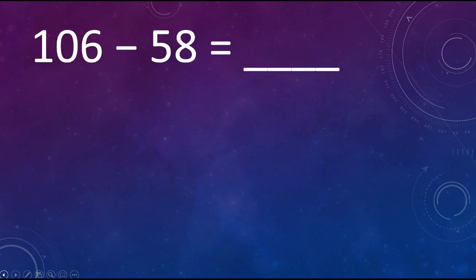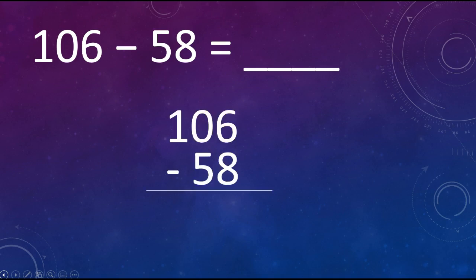Alright, we're going to continue learning to subtract with the tens place being a 0. So our problem here is 106 minus 58. I set this up vertically because it's easier for me to see. I have my ones and tens and hundreds all lined up. Now I can subtract here. Can we take 8 from 6? No. And there's nothing in the tens place to borrow from. So that means we need to go to the hundreds place.